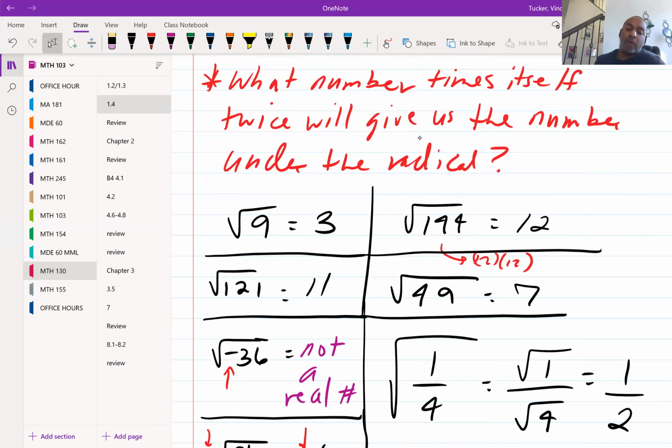Now, whenever you take the square root of a negative number, that's going to be considered not a real number. So we're not going to get into imaginary numbers and converting them to imaginary numbers, but what you would write is not a real number. Cannot take the square root of a negative. There's no two numbers that are the same that will multiply together to give you a negative number. So square root of a negative is not a real number.